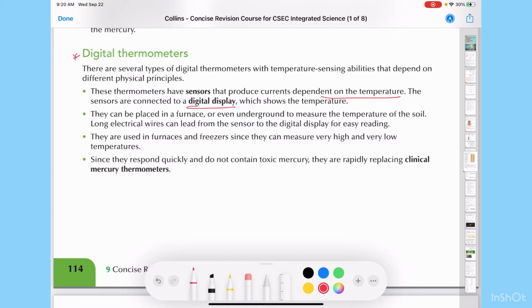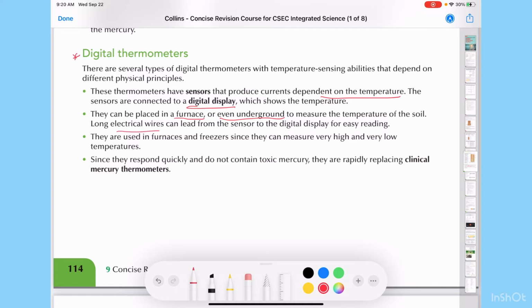Now we are seeing a lot of digital thermometers. Being that we are in the pandemic, your temperatures are taken at most establishments, right? And they use the digital ones. So you'll see a digital value on it, right? Now these are typically used in furnaces and underground to measure temperatures of soil.